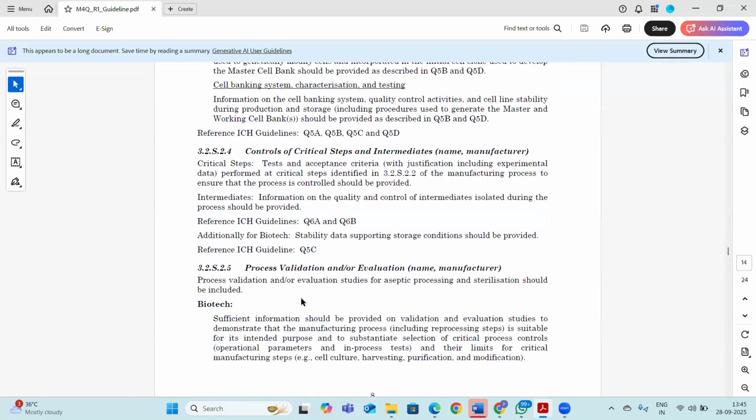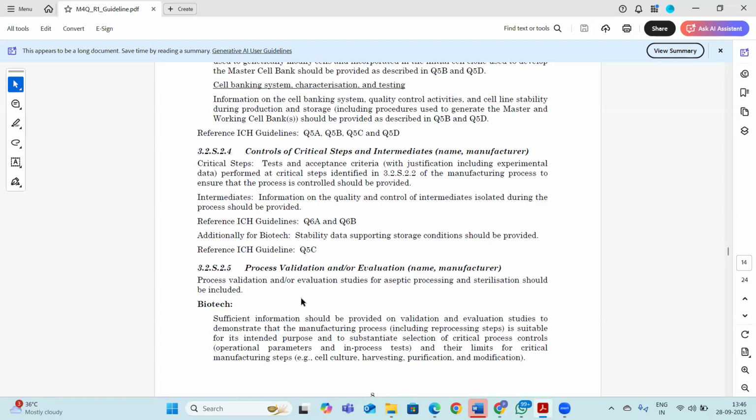Then comes your control of critical steps and intermediate. You need to submit the test and acceptance criteria performed at critical steps identified in 32S22 of the manufacturing processes. When we were talking about manufacturing processes, there were critical steps that were involved in the manufacturing processes. So all the test and acceptance criteria for those critical steps needs to be provided here in 32S24 under control of critical steps and intermediate. Information on the quality and control of the intermediate isolated during the process should be provided. Q6A and Q6B are the reference guidelines, and Q5C is also a reference guideline that can be studied.